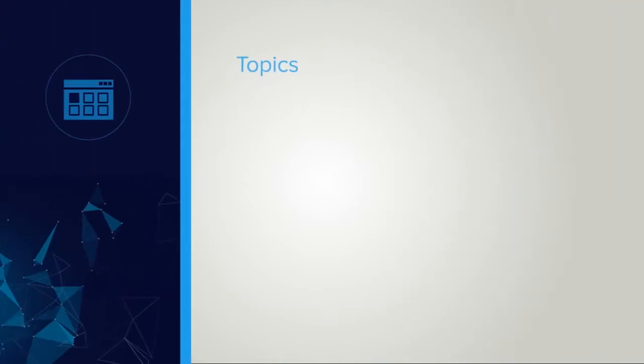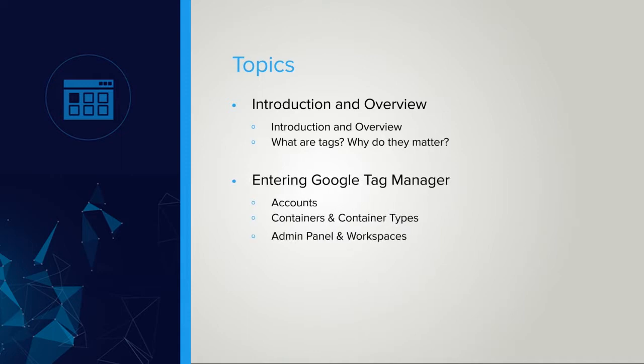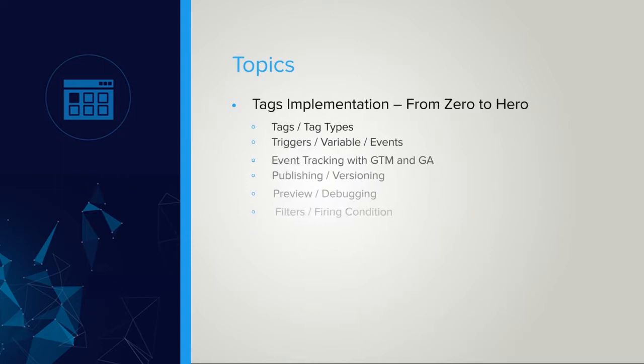Let's talk about the course then. Moving on to the topics. We're going to start with the course introduction. I'm going to tell you what is Google Tag Manager, what are tags, why do they matter, and then we're going to actually talk a little bit more about the tool, accounts, containers, container types, panel, workspaces, and finally we're going to play a little bit more with tags, triggers, events. We're going to work with Google Analytics, we're going to publish our tag, we're going to see how to debug what we've done, and so on and so forth.